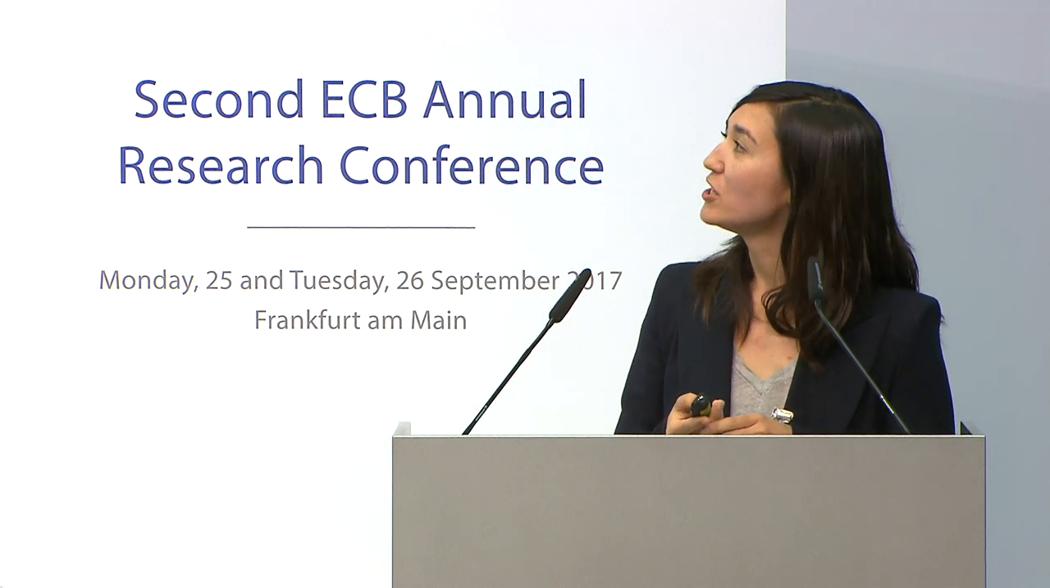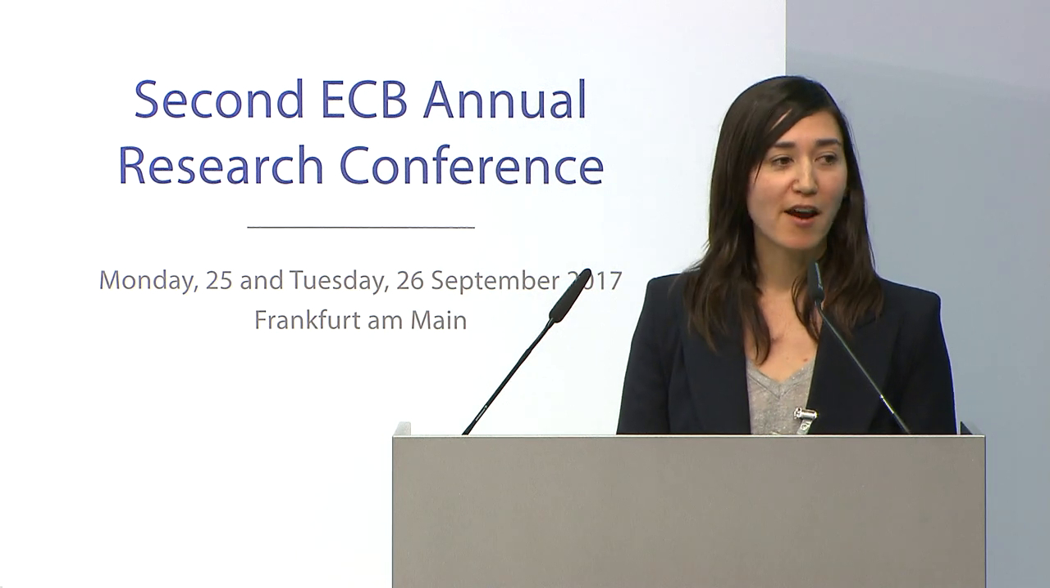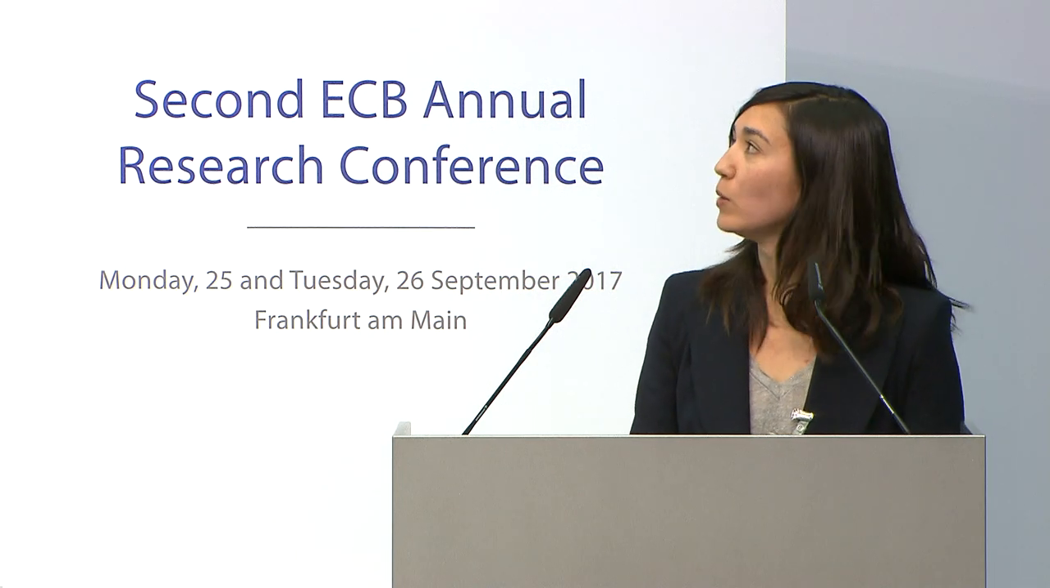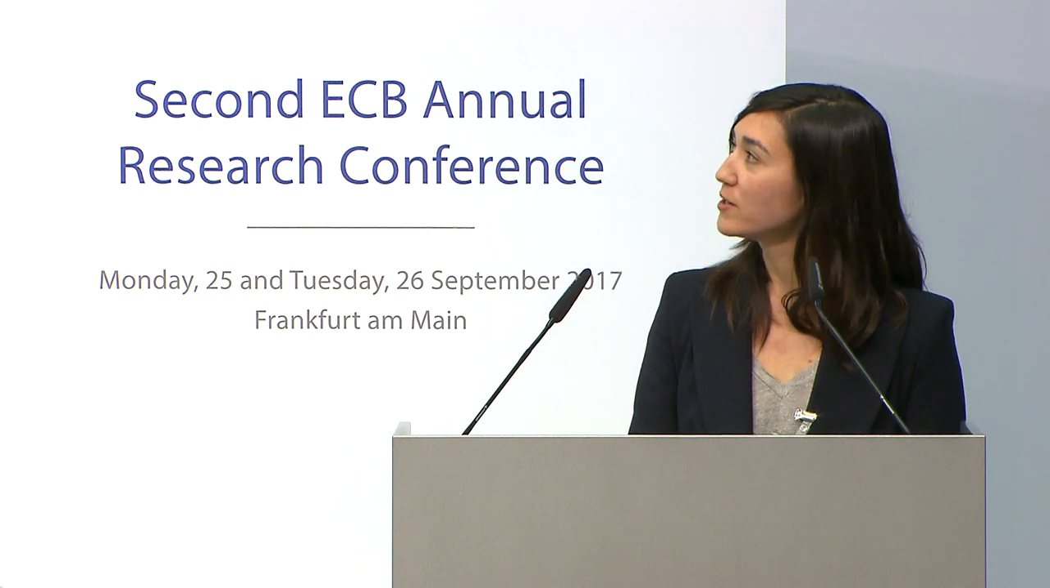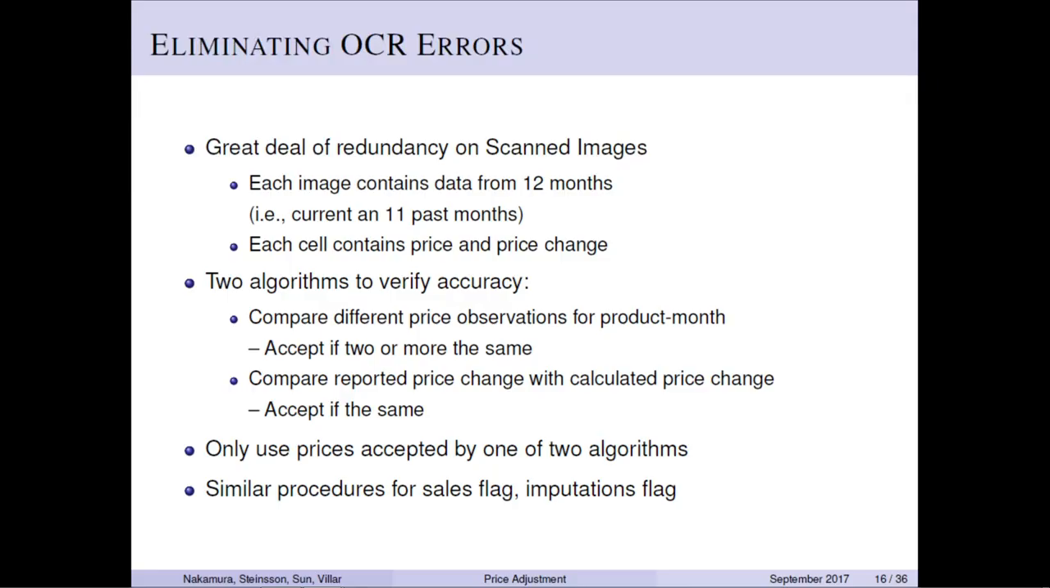So as I mentioned, I think it was absolutely crucial in the optical character recognition process that we were able to make use of important sources of redundancy on these scanned images. So in particular, the images are images of what we call a price trend listing, and each one of the images from these cartridges presents prices for the whole last year. So that is 12 months of prices. And we see that in every month. So in principle, each individual price may appear in the data set as many as 12 times.